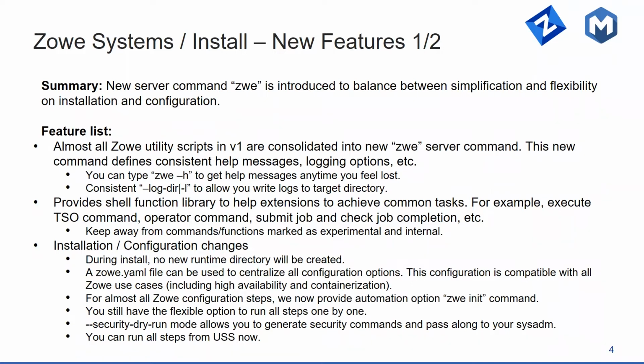There's another option that may be important: we have a security dry run mode. That means if your install user account does not have the permission to run some of the security setup, like the permit command or the create user command, there's an option you can pass with ZW init, which is security dry run. With the security dry run, we will not perform those commands, but instead we prepare a JCL for you. That JCL you can pass to your system programmer and let them run it for you.